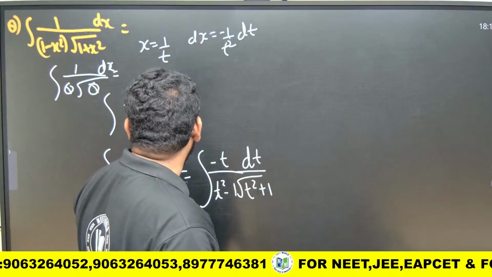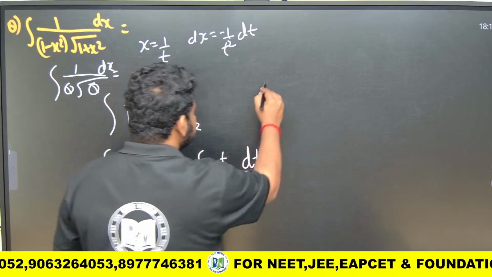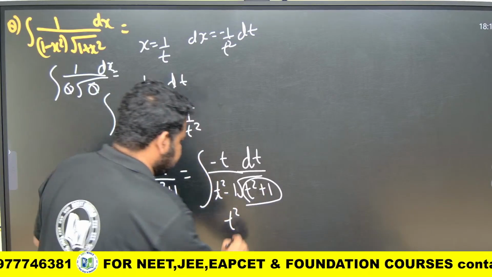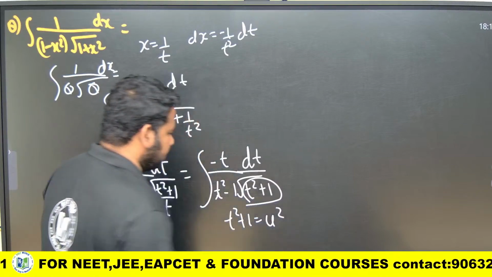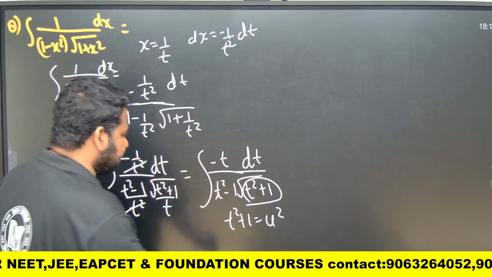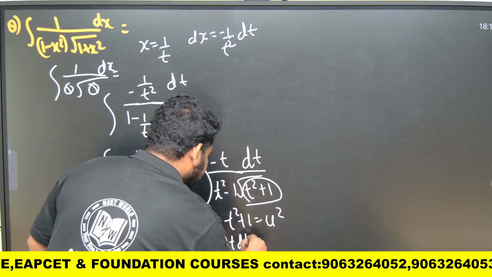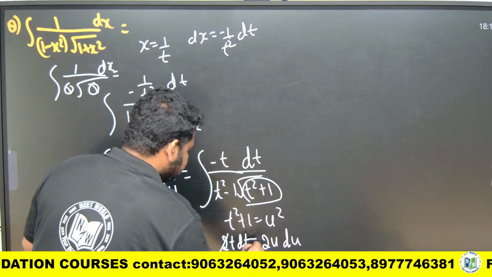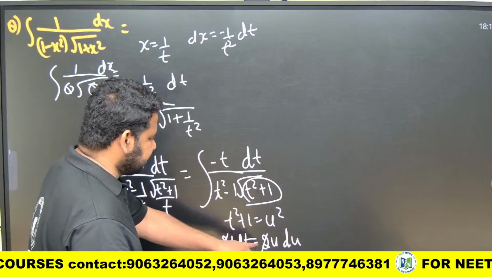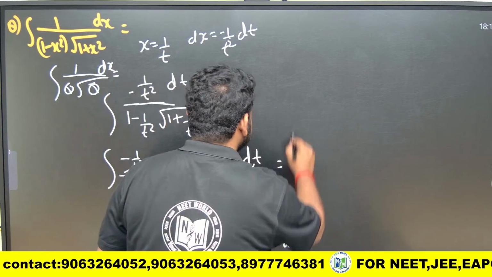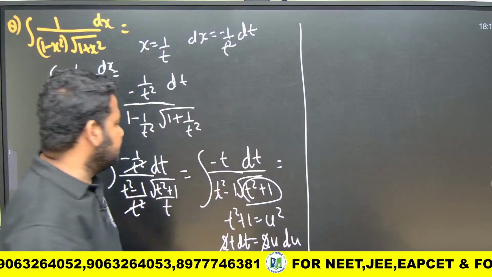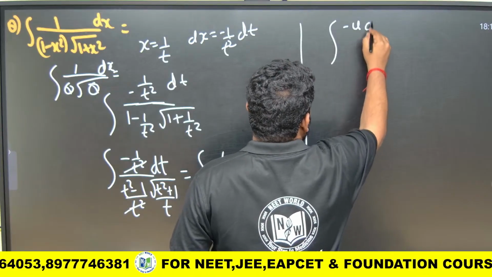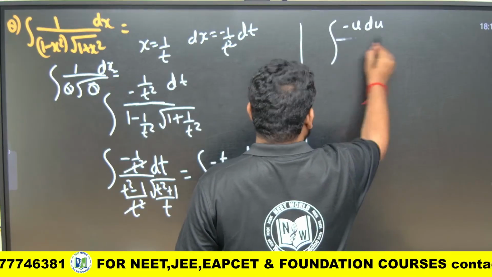For this another substitution, I can put t square plus 1 is equal to u square. Okay, t square plus 1 is equal to u square. So 2t dt will become equal to 2u du, the 2 cancels, and t dt is nothing but equal to u du. So this integral will transform into the integral of minus u du by t square minus 1.